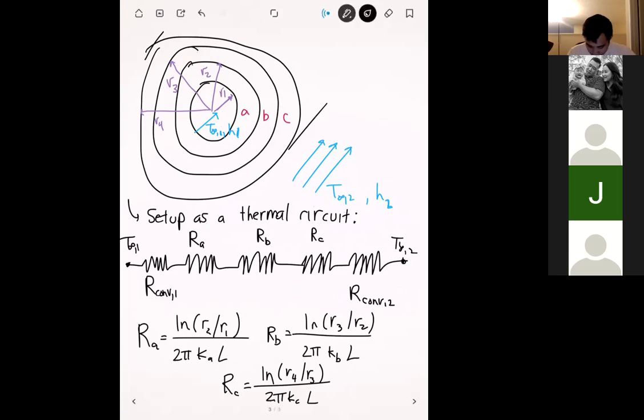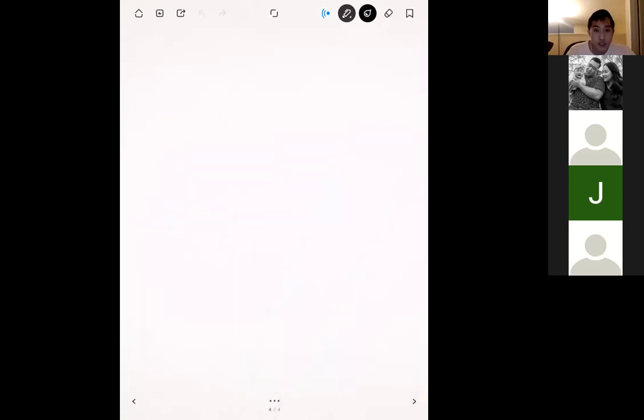And so those are the resistances for those. As long as you have all of these geometrical quantities and also the thermal conductivity, you can just plug these into this equation and then get the thermal resistance. All right, any questions on this? Okay. All right, so now let's write down the expressions for the convection resistances.